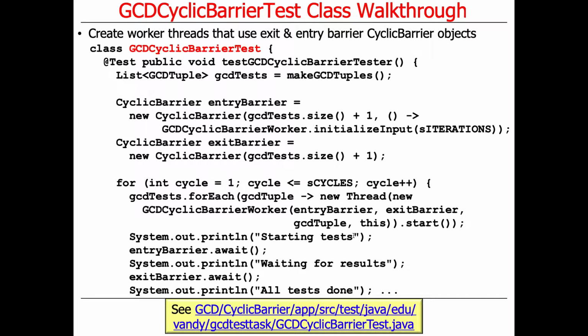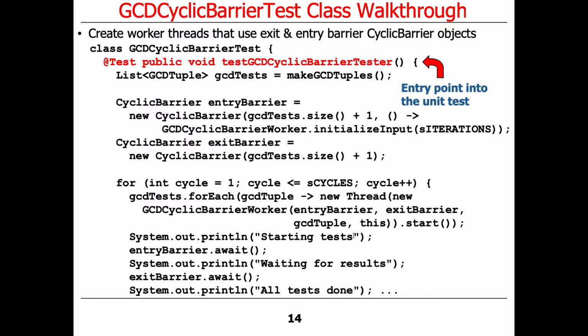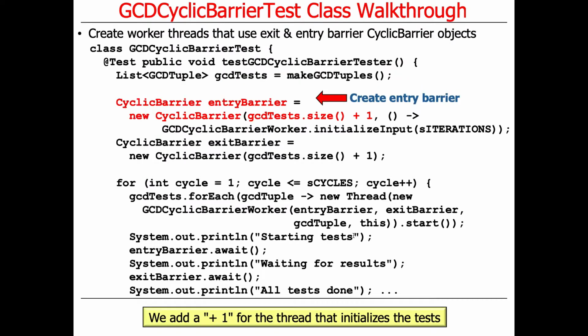Let's take a look at the code. So this has a lot of things in common, but it's going to have a couple major differences because we're using cyclic barriers as opposed to countdown latches. But you can see the code here to get the feeling for how it works. So we've got the entry point into the unit test. We make the list of GCD tuples, which implement all the different algorithms.